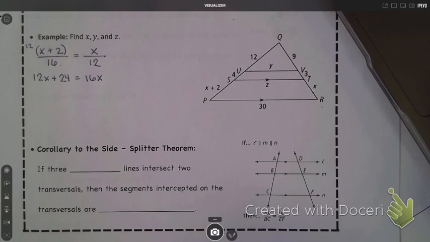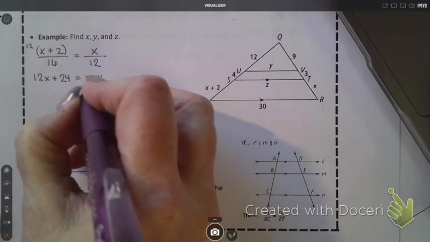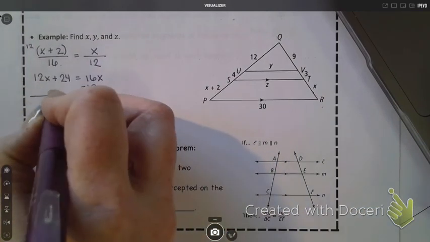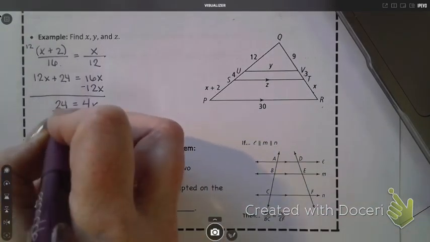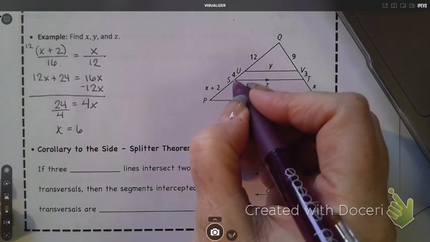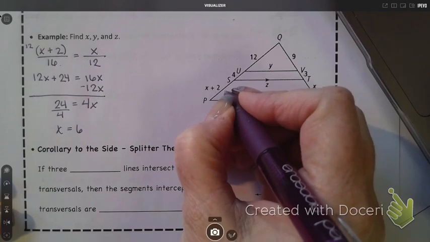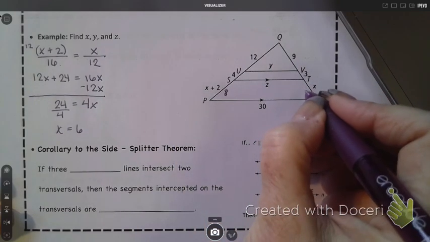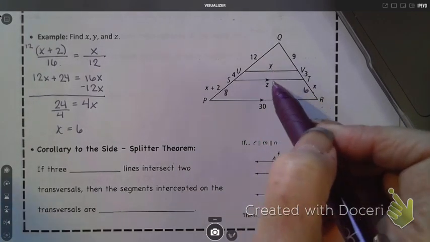There are no like terms to combine. Subtract 12. Well, combining like terms and subtracting to the other side are two different things. So I have 24 equals 4x. So x equals 6. If x is 6, what is SP? 8. 6 plus 2 is 8. And what's TR? 6. Okay, so we need to find y and z.